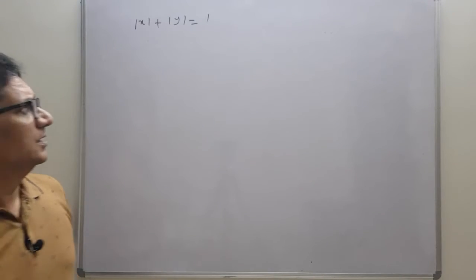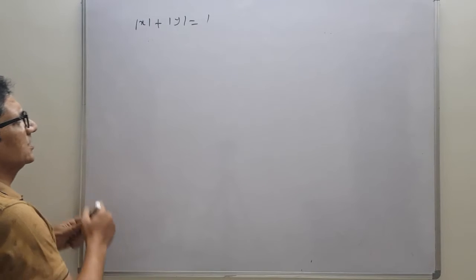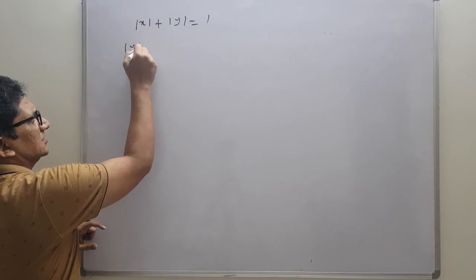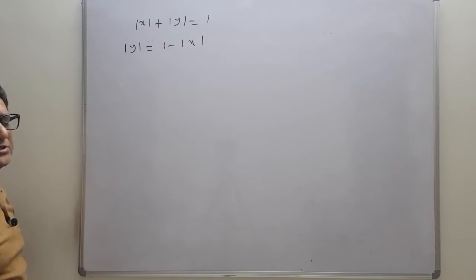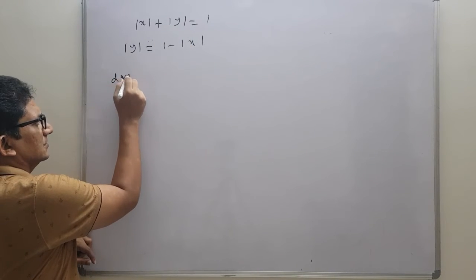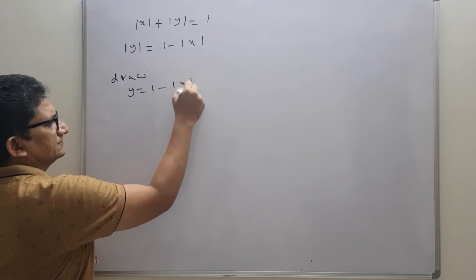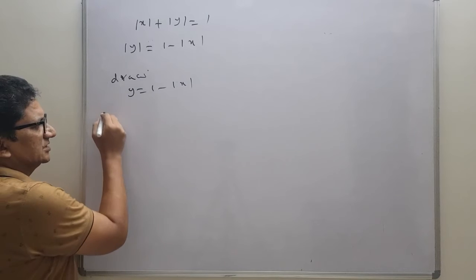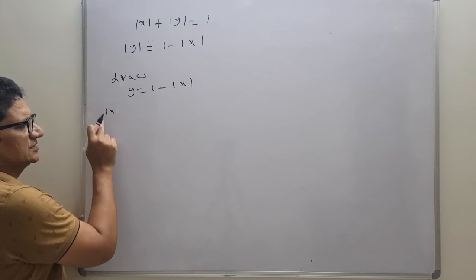See? To draw the graph of mod x plus mod y equals 1, first we can write this as mod y equals 1 minus mod x. So this is our A. So for that, draw y equals 1 minus mod x. So this in detail we will check. Those who are having a problem, please check. In detail we will see.